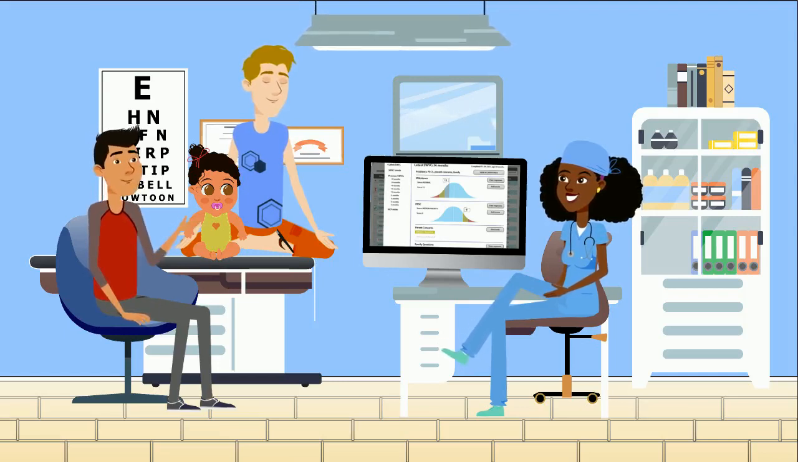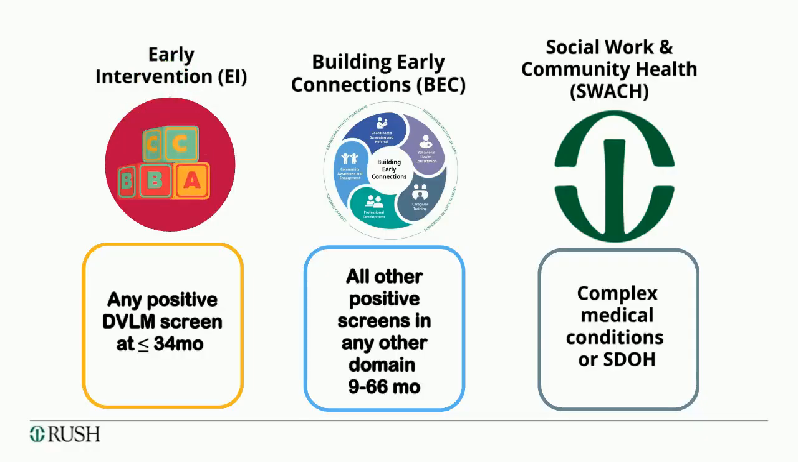Provide psychoeducation and suggestions on how to stimulate healthy social, emotional, and behavioral development. If indicated, place a referral in the EPIC work queue. You can use these referral pathway flowcharts to determine what providers and services are best suited to the needs of the child and family.